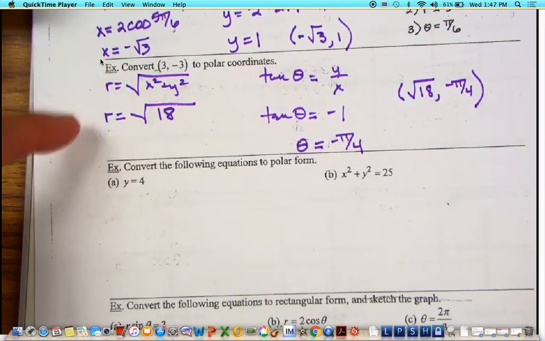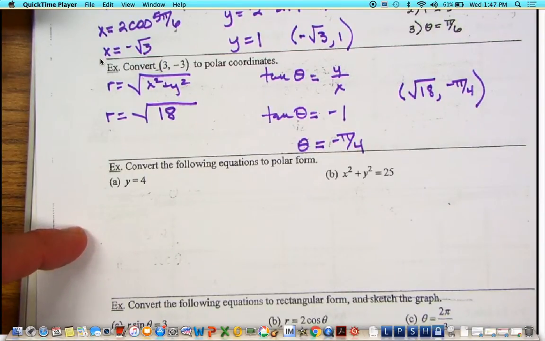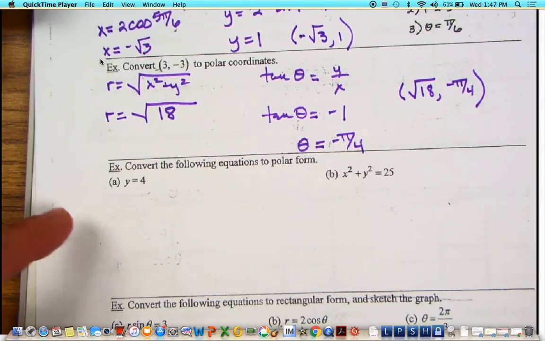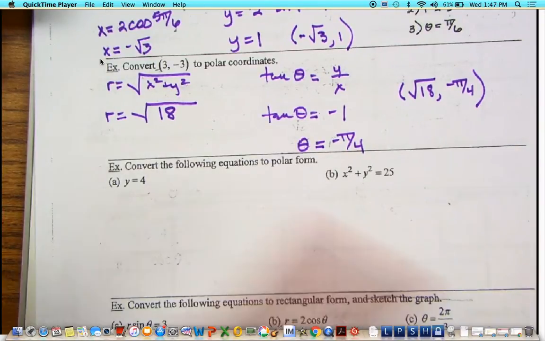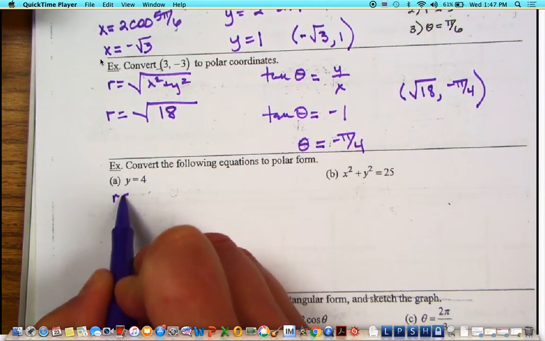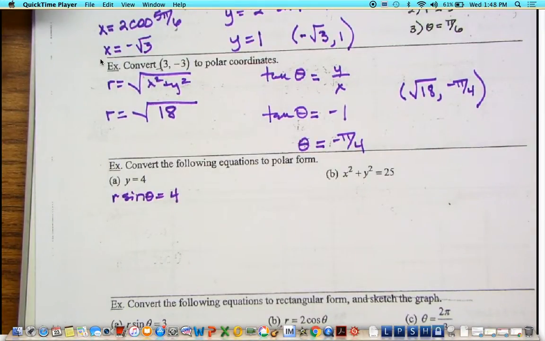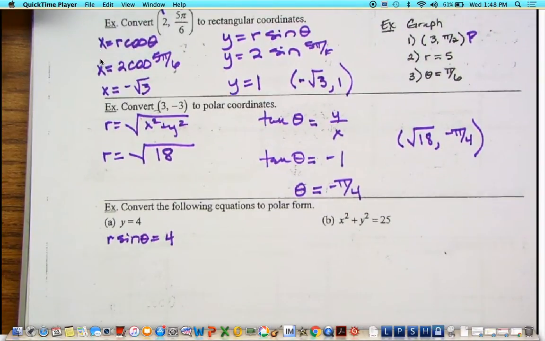Okay, so the first 2 examples had to do with converting coordinates. Now I'm actually converting equations from rectangular to polar form. So I know y is equal to 4. What else do I know y is equal to? r sine theta. So r sine theta is equal to 4. Now when you're writing a polar equation, what does it start with? The r, right? A polar equation starts with r.